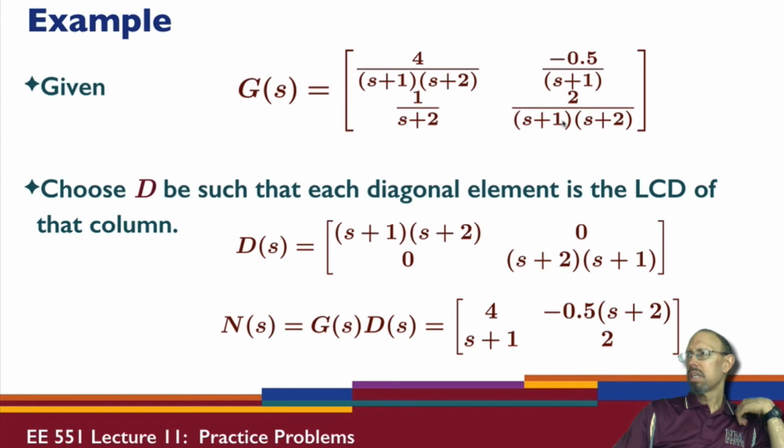This column has also the same common denominator, s plus 1, s plus 2. Here, I switched them, but it's the same. So now when I multiply this matrix on the right of this, I get this quantity. So this is my N of s, and now I have N of s and D of s. And this, we can see, is a polynomial matrix, and so we're good. We have a matrix fraction description.